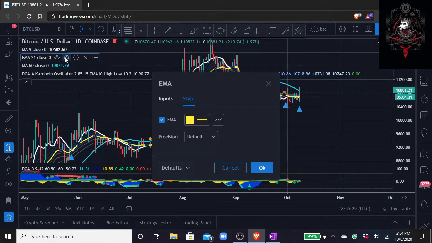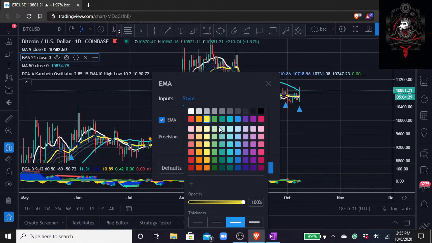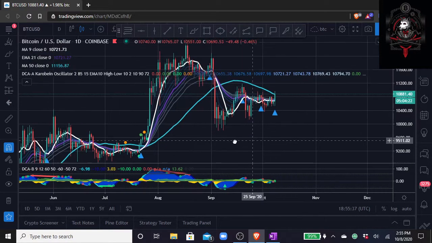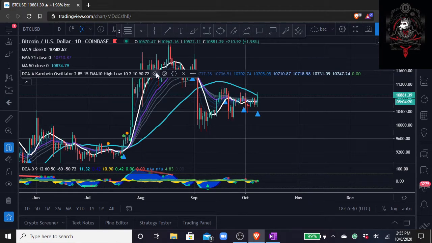My 21, what color do I have that? It needs to be purple. And turn the ribbon off.